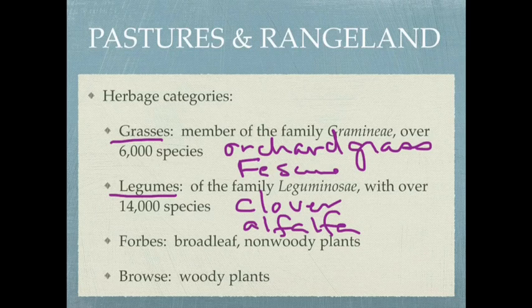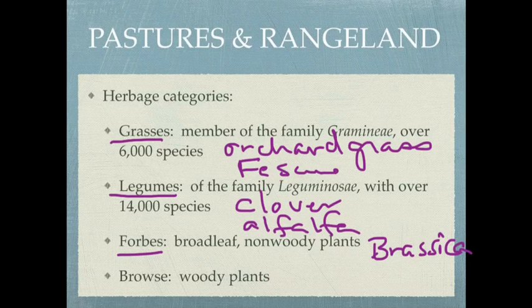A couple other types of herbage that we have are forbs, broadleaf, non-woody plants. Sometimes we will overseed our pastures with a type of plant called a brassica. Turnips are an example of a brassica. Kale is a brassica. And we sometimes utilize those in livestock production as well.